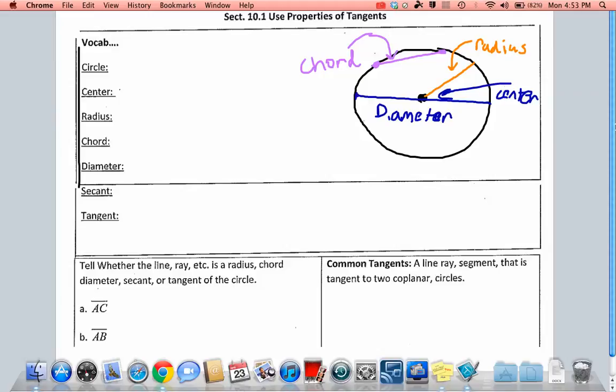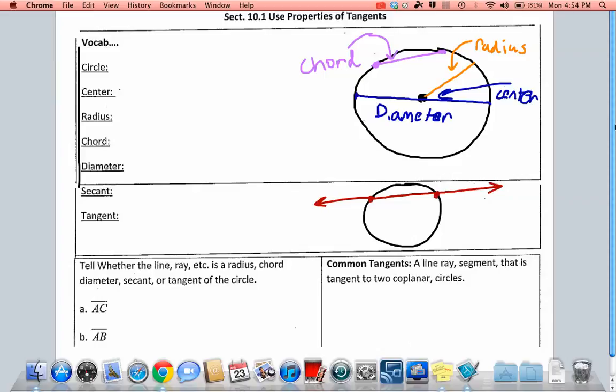All right, let's look at the next one down here, secant and tangent. These are probably new words also, so I would pay close attention to this stuff. I've got two things going on. If I draw a circle here, you guys thought I was good at drawing triangles. Wait till you see how good I am at circles. A secant is a line that goes through a circle at 2 points.